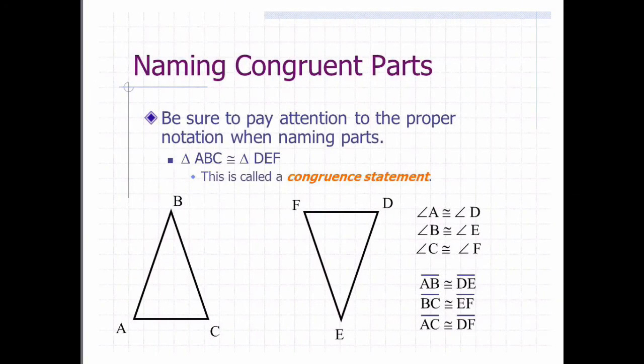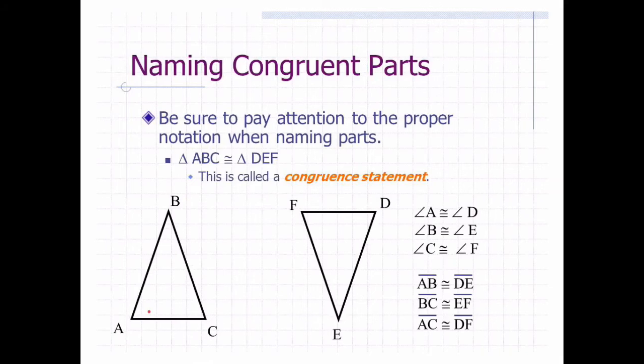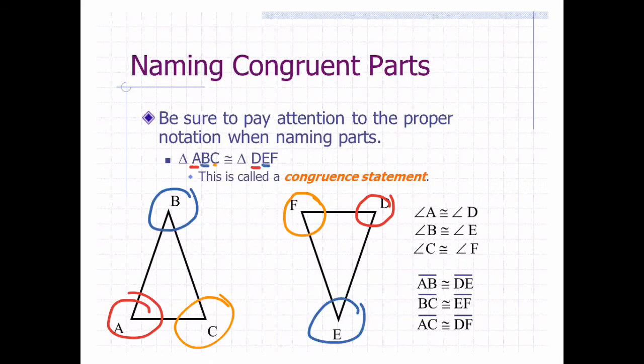One of the ways you can tell is by naming all the congruent parts. So we want to make sure to pay attention to the proper notation when naming the parts. For example, what we have here is angle A is congruent to angle D. That's why they come first, A and then D. Angle B is the same as angle E. That's why they come together in the second position there. And angle C is the same as angle F. That's why they happen third.